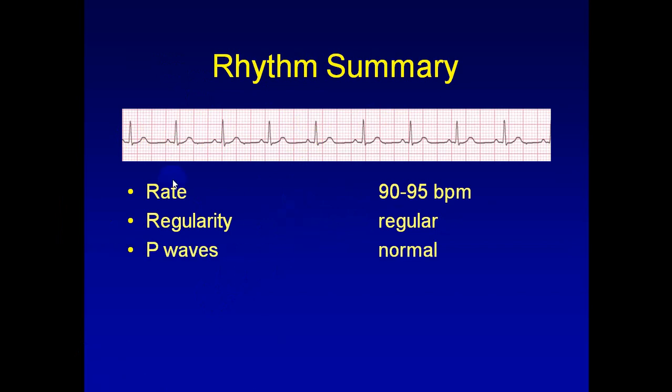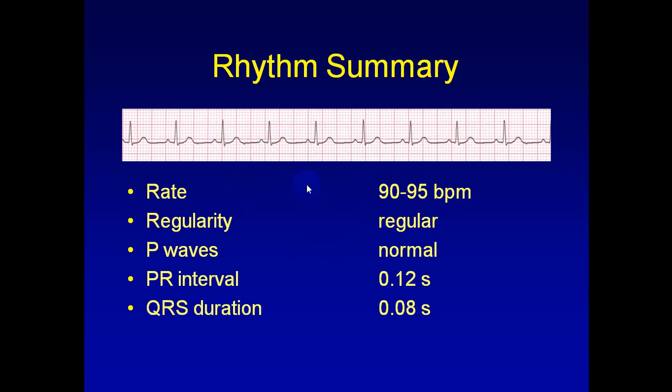And is the P wave normal? Yes, they look alike, every P wave is followed by a QRS complex, and the duration is normal. If we measure the distance between P waves, it looks the same as the distance between other P waves, so it's normal. And the PR duration, if we measure it, is 3 small squares, from this point to that point, so it is within normal. The QRS complex is 2 small squares, so it's normal.